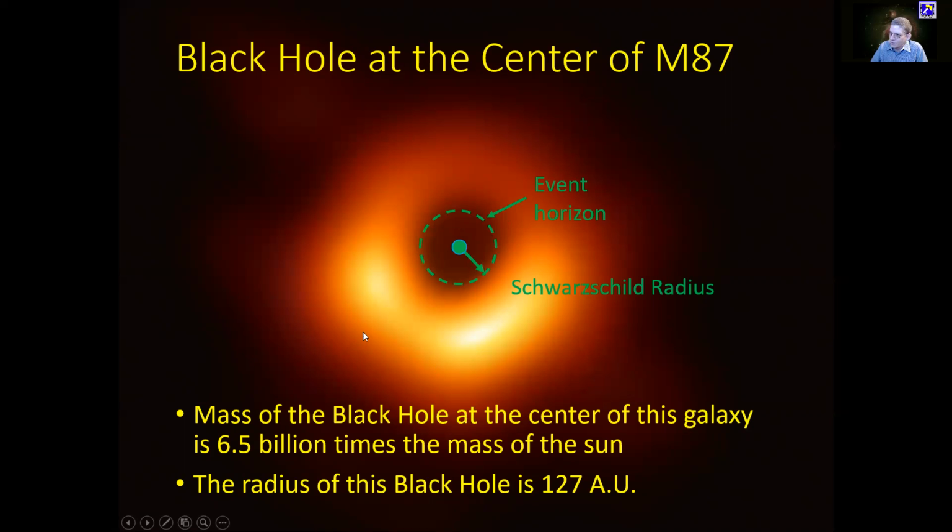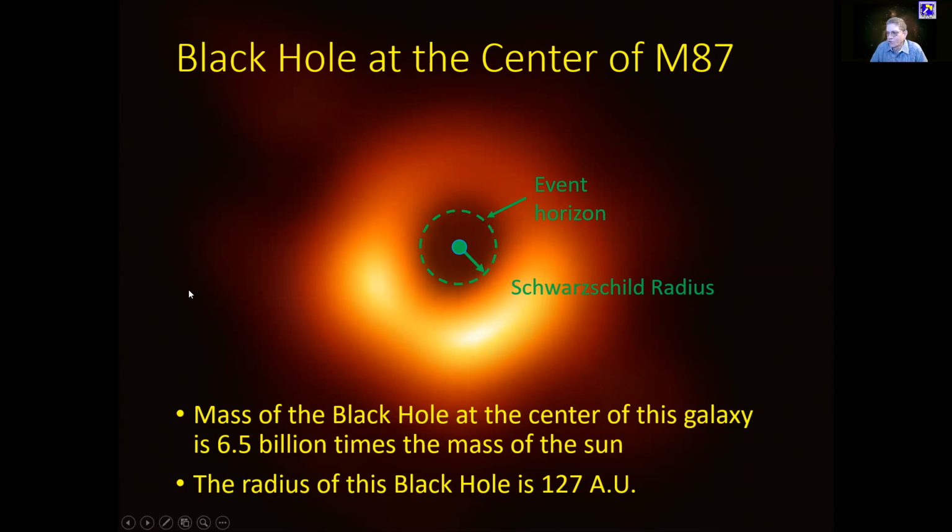Now, this outer portion here is theorized to be matter, gases, highly energetic plasma, and so forth, swirling around, orbiting around this black hole. Eventually, that material will get sucked inside of the event horizon and be sucked into the black hole, never to return again.